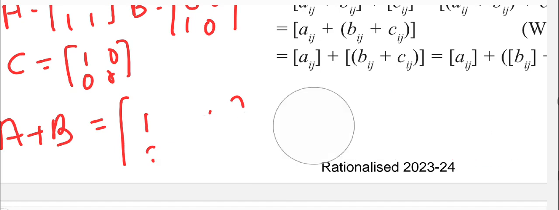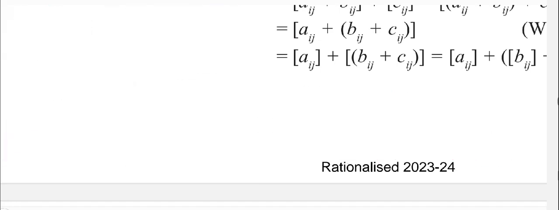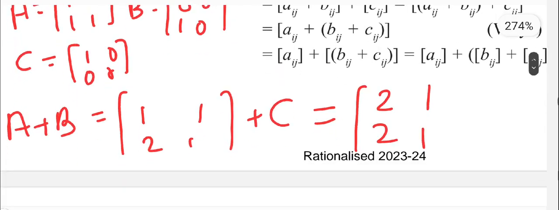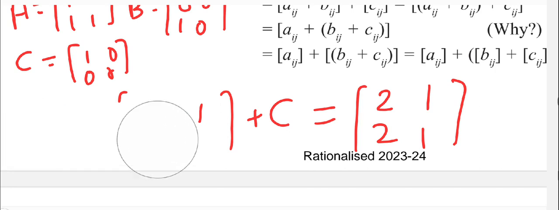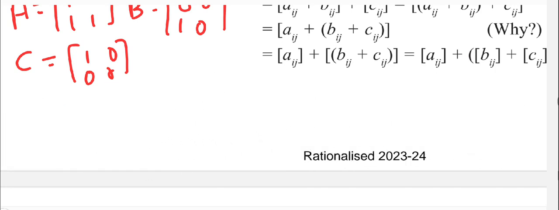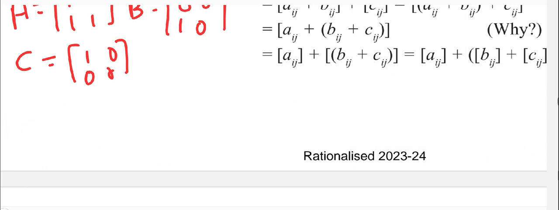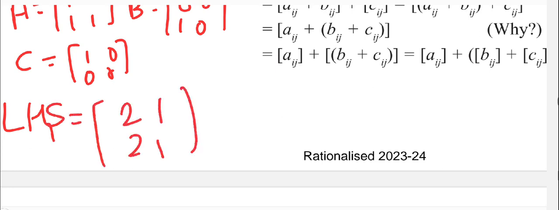Let me write it. I have erased it, let me bring it back. Yes, so this is 2 1 2 1. So my LHS is 2 1 2 1. Let me check it is correct now. Yes, it is correct. So my LHS is 2 1 2 1. Yes, this is my LHS.